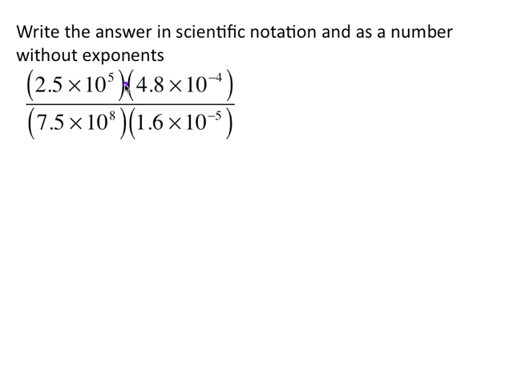For the multiplying that's on top, all we need to do is multiply the 2.5 and the 4.8, and then we'll multiply the tens, and to do that we just have to add their exponents. So when we work this out, 2.5 times 4.8 gives us 12, and 10 to the 5th times 10 to the negative 4th, when you add those exponents you get 10 to the first power.